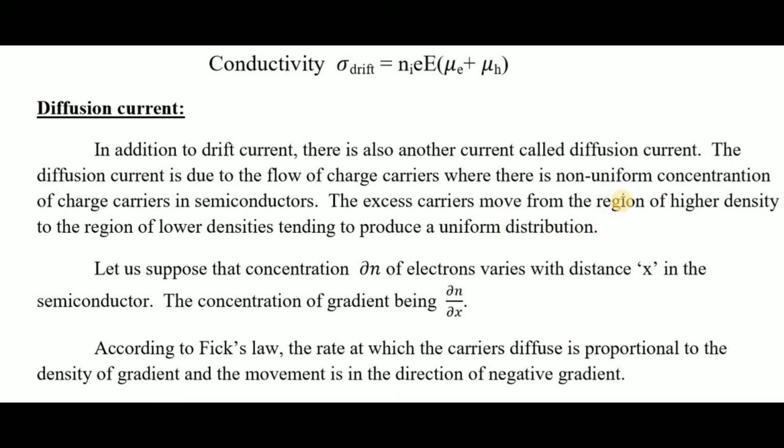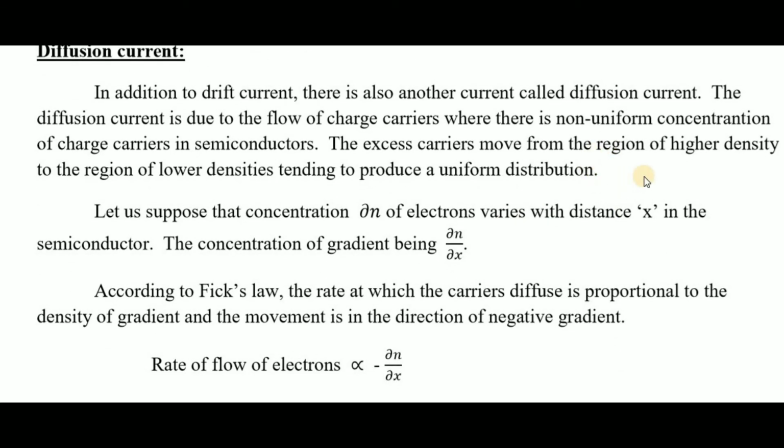Let us suppose a semiconducting material. If you assume electrons travel in some direction from right to left, then a non-uniform concentration will be developed, because all the electrons moved towards the left direction.